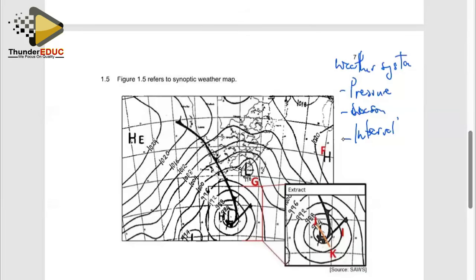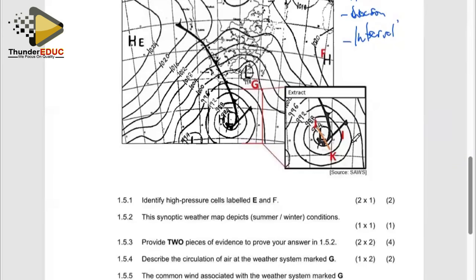Right, then you also look at the interval, which is going to help you figure out the high pressure and the low pressure, and also in some moments figure out atmospheric pressures of isobars which are not indicated. Right, that is a basic understanding of the synoptic map. Right, let's go to our question.